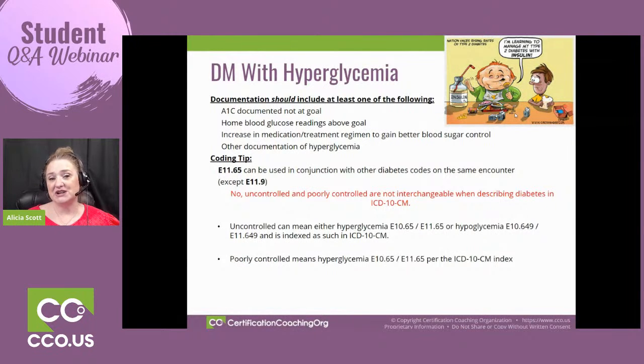So if your patient has hyperglycemia, it's going to be E11.65, but if they have hypoglycemia, it's going to be E11.649. And again, you can find this in the index, but all those codes are real close to each other in the tabular, so you'll be able to look at them. Don't get that confused with poorly controlled. That means hyperglycemia, and that would be an E11.65.